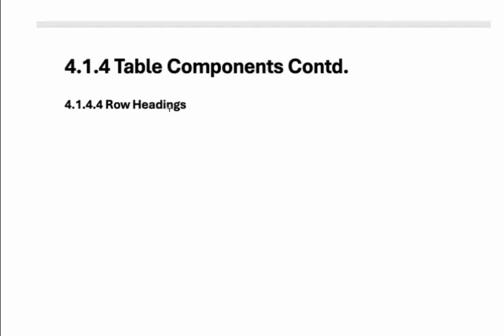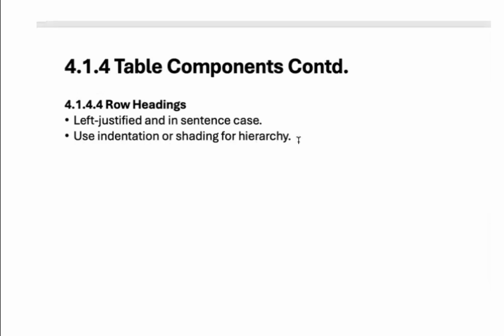Continued, the row headings: left justified, sentence case. Use indentation and shading for hierarchy, and cut-in headings can organize long tables. We don't have an example of that. If you have patient baseline characteristics, you might have age, gender, ethnicity, and it will be separated out by subgroups, cut-in headings.